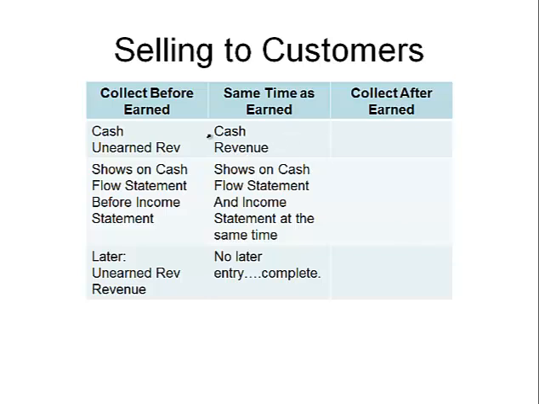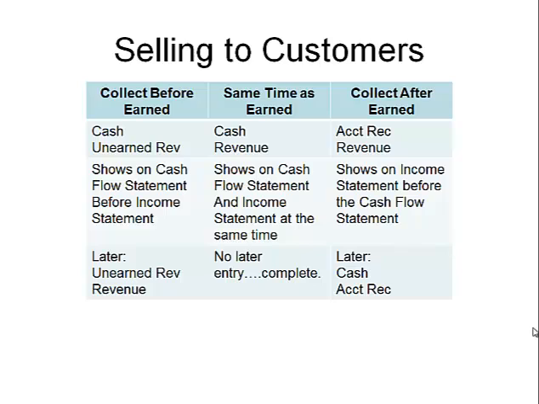Sometimes customers pay you exactly when they come to pick up the goods, like in the grocery line. The customer pays exactly when they get their groceries. And so it shows up on the cash flow statement and the income statement at the same time, and there's no later entry needed because the transaction is complete. The earning is complete and the cash exchange is done.